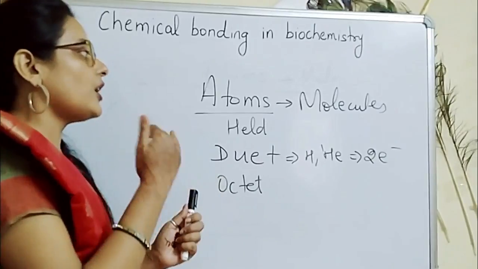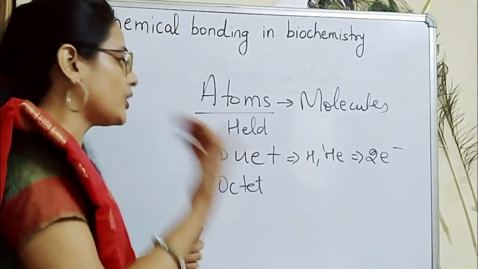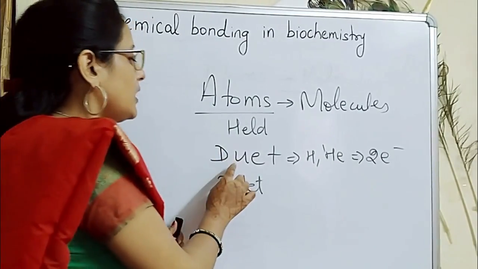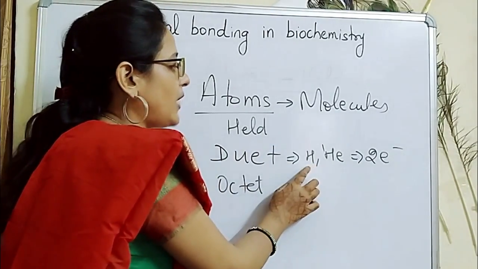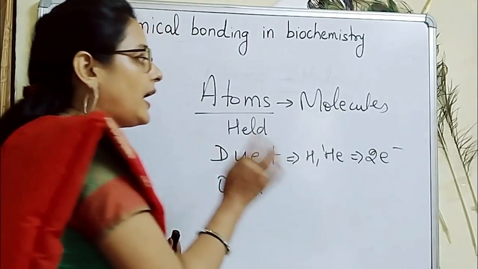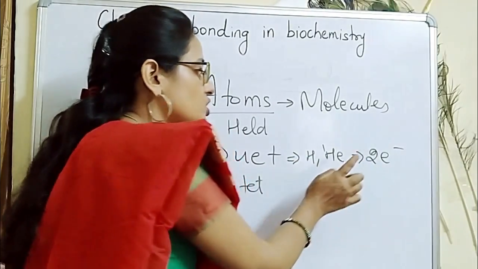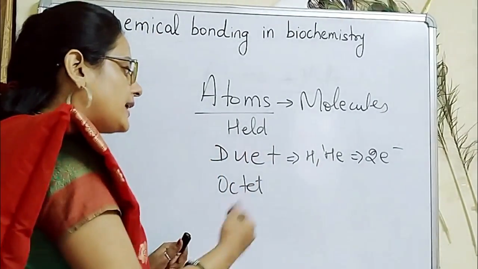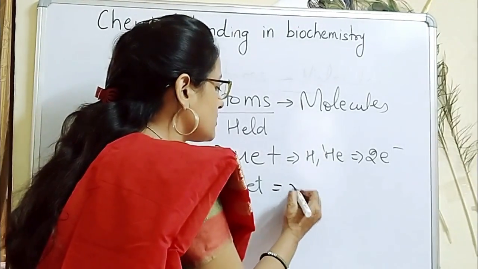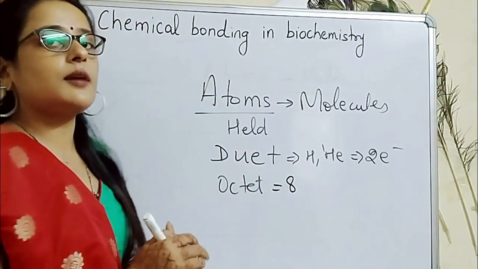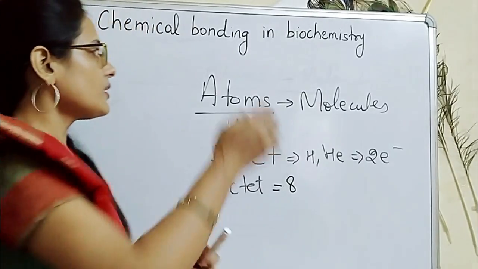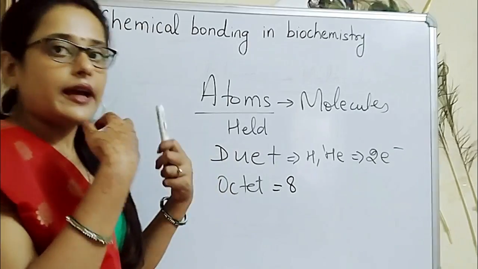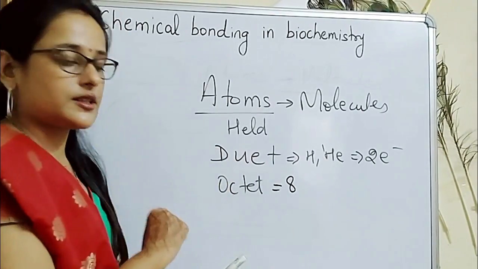So the atoms always have the tendency to acquire their duet or octet form. That is their most stable form. A duet form is seen in the case of hydrogen and helium, where they have 2 electrons in the outermost shell, and this is the most stable form of hydrogen and helium. Other atoms tend to have 8 electrons in their outermost shell, and this is the stable form of other atoms. So with the help of chemical bonding, the atoms attain their duet or octet state.